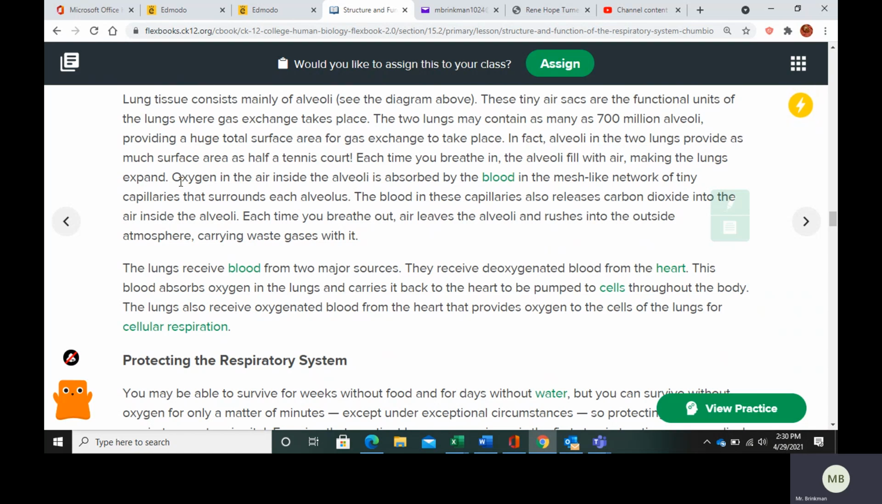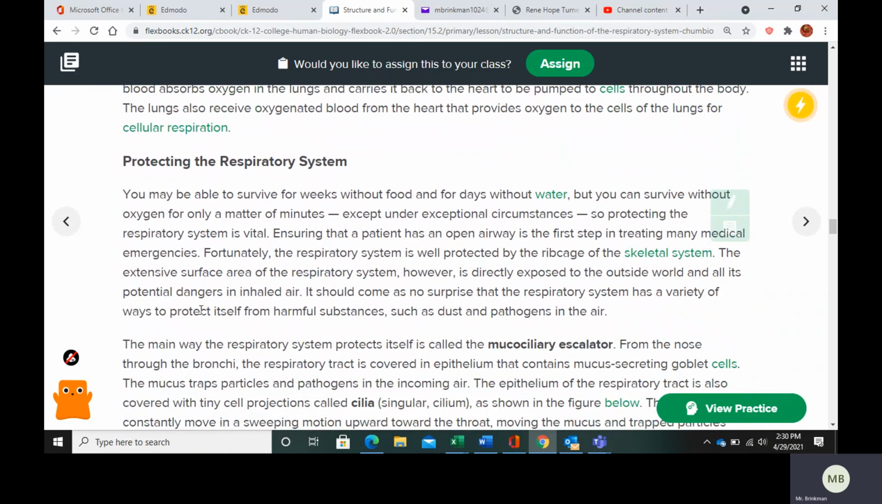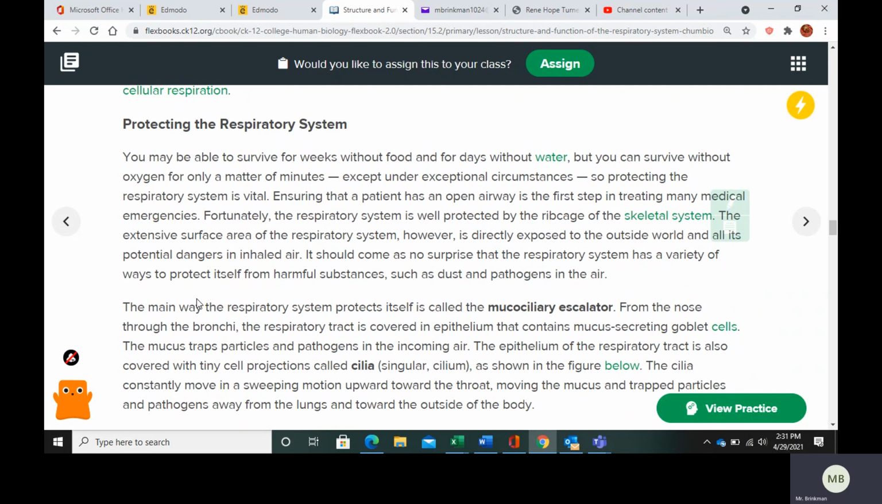Some of this I will let you go over on your own, but a lot of it is just talking about gas exchange. The lungs receive blood from two major sources. They get deoxygenated blood from the heart, and that absorbs oxygen when you breathe in and carries it back to the heart, and then that oxygenated blood goes throughout the body. But the lungs also receive oxygenated blood from the heart that provides oxygen to cells of the lungs so that they can work.